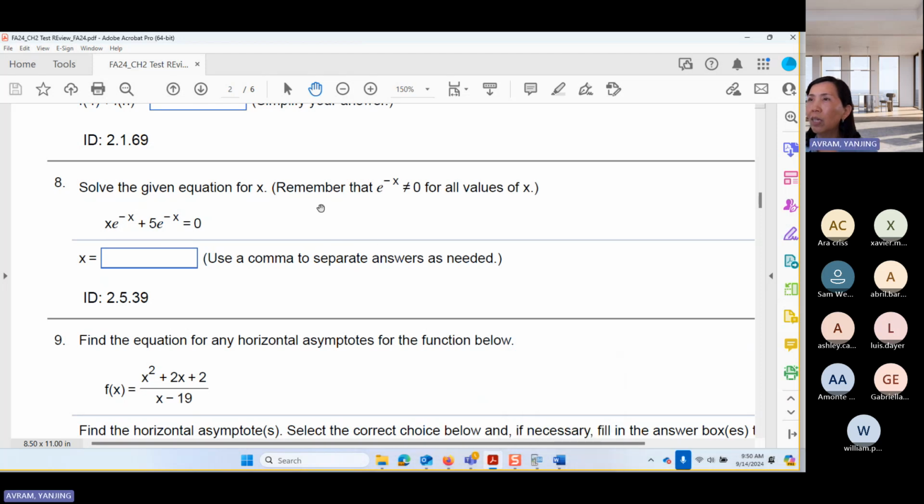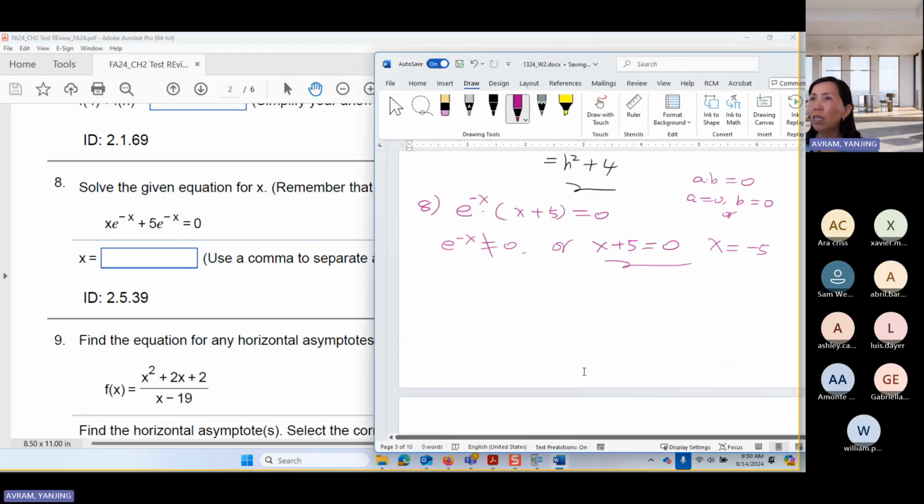All right, look at that. It said, remember e to the negative x is not equal to 0 for all values of x. And you know why? If you graph y equals e to the negative x, it will look something like that. This is y equals e to the negative x, and this is a decreasing function. It keeps going on and on, but it never touches the x-axis. So that's why it's never going to 0.